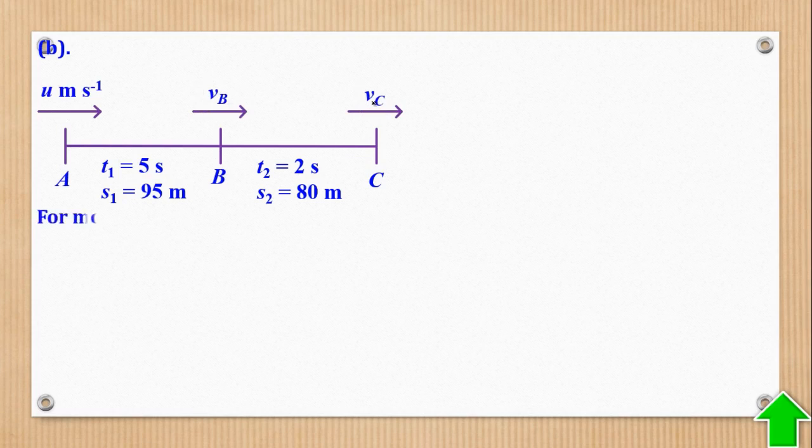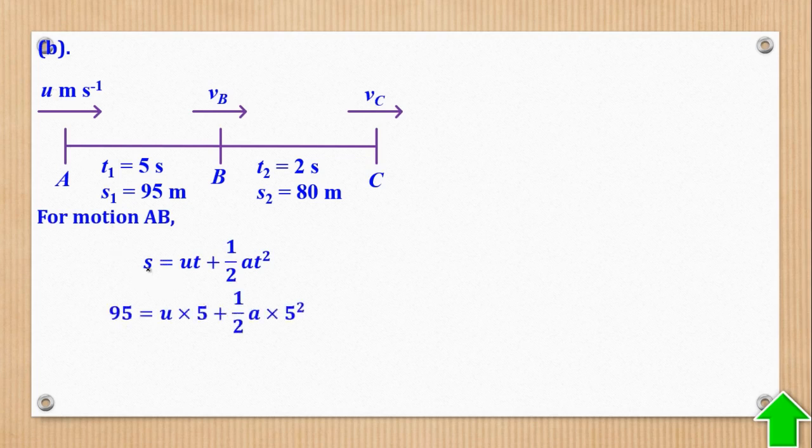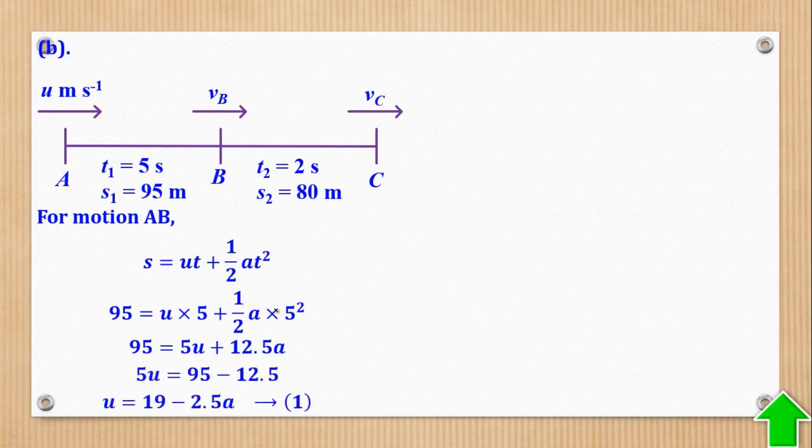Okay. Then for motion AB, we know the time, we know the displacement, and the initial velocity, so you can come and substitute in the second equation of motion. 95, U is what we want, T we know, A we don't know, and T we know. So that gives us equation 1. So I can choose to make U the subject and call it equation 1.